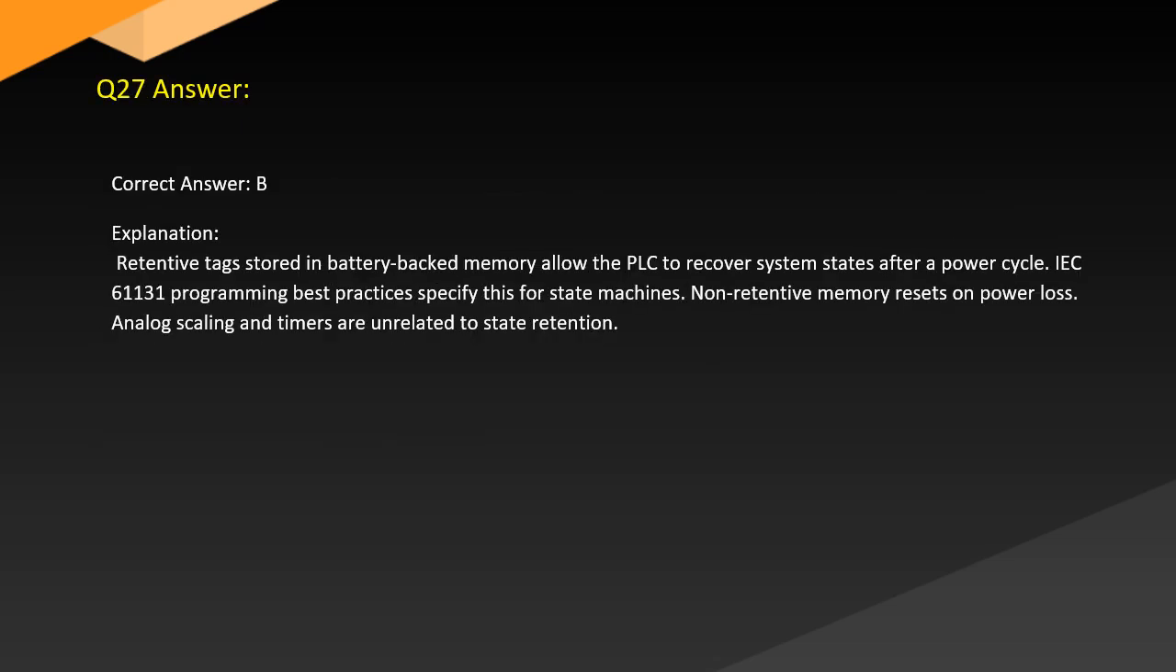Answer. Correct answer: B. Explanation. Retentive tags stored in battery-backed memory allow the PLC to recover system states after a power cycle. IEC 61131 programming best practices specify this for state machines. Non-retentive memory resets on power loss. Analog scaling and timers are unrelated to state retention.